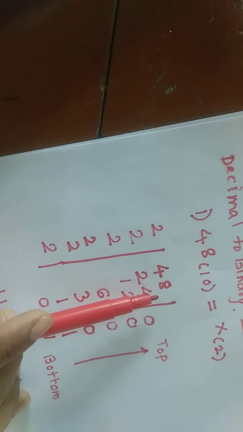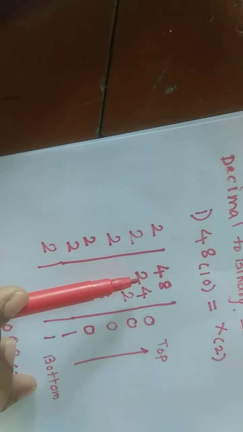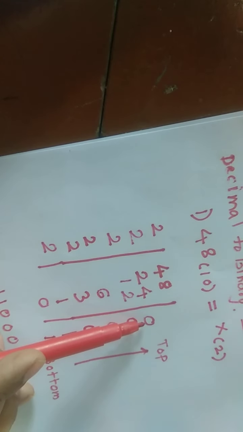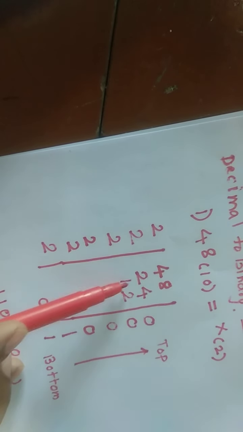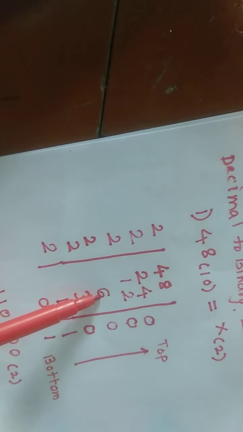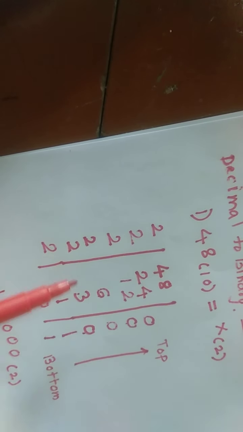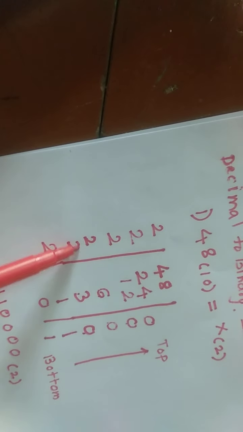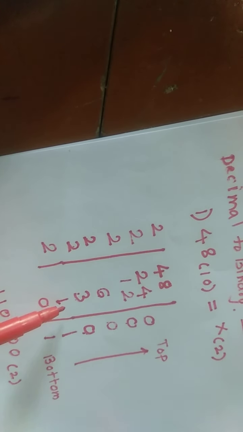Take the number which is to be converted into a binary number, divide successively by 2. 2 2s are 4, 2 4s are 8, remainder 0. 2 1s are 2, 2 2s are 4, remainder 0. 2 6s are 12, remainder 0. 2 3s are 6, remainder 0. 2 1s are 2, remainder 1. 2 zeros are 0, remainder will be 1.